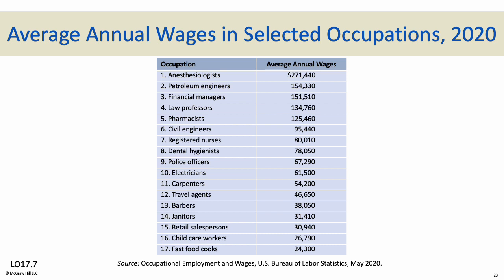And here is just a selection of annual wages in selected occupations, going from anesthesiologists, which are a type of doctor, average annual wages of over $250,000, to fast food cooks at the bottom, about $24,000, and all sorts of different things in between. This is as of 2020. These numbers will be a little higher now due to all of the inflation we've seen, but this is just a selection of various jobs down the line here.